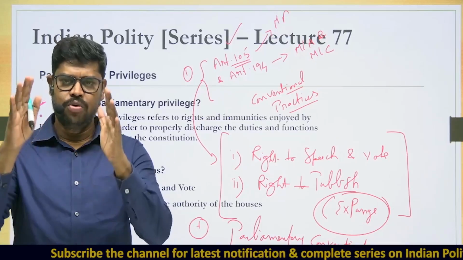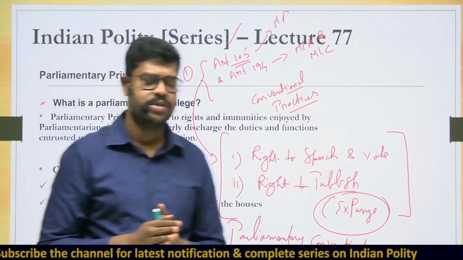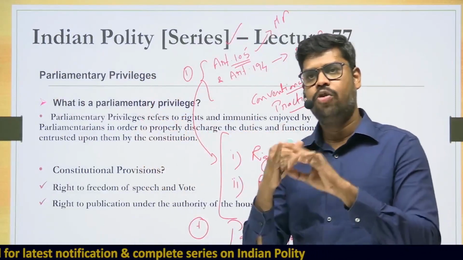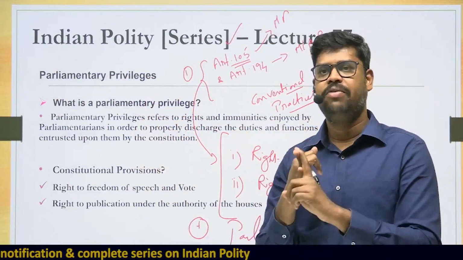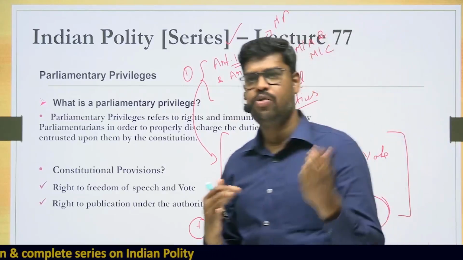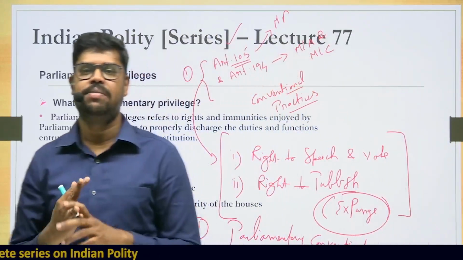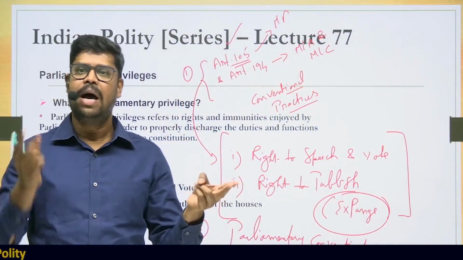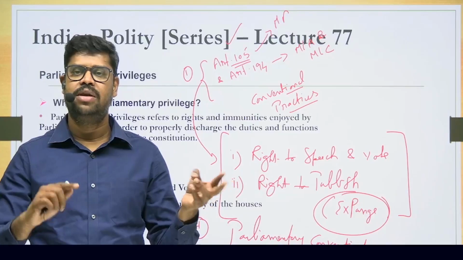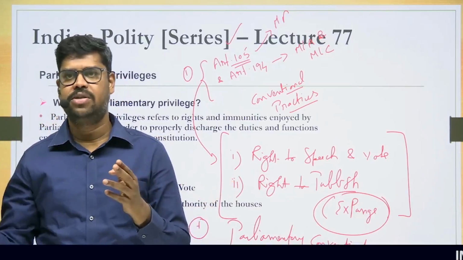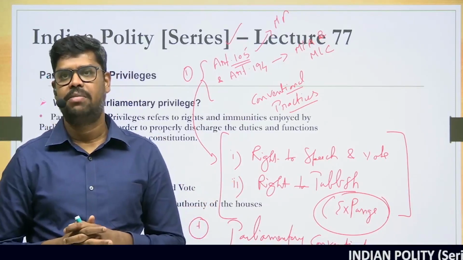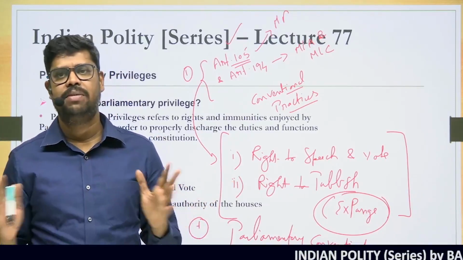Now, to understand what the parliamentary privileges are: the first privilege is the right to freedom of speech and vote, although it is not an absolute right. The second privilege is the right to publication and the right to expunge the content of the proceedings in the parliament. While these two privileges are directly mentioned in the constitution, the constitution also says the parliament or the state legislature can make a law and add more privileges for the members. But no such law has been made till this point of time.